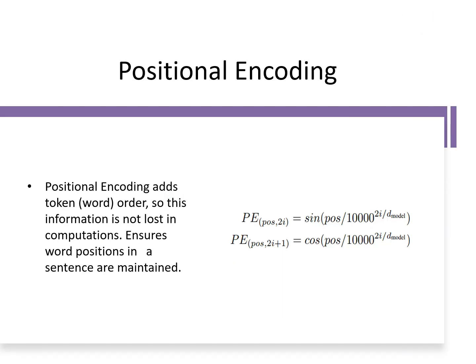So looking at some of the main features, the first one we had looked at was the positional encodings, and these are important because they add token order. So positional encoding adds token or word order, so this information is not lost in computations, and it ensures that word positions in a sentence are maintained. So pretty much any sentence, this is a good day, ensuring that when you encode these words and pass them through all of these computations, the order of the words still remains even at the end of the day. And you can see the formula on the right here using sine and cosine functions.